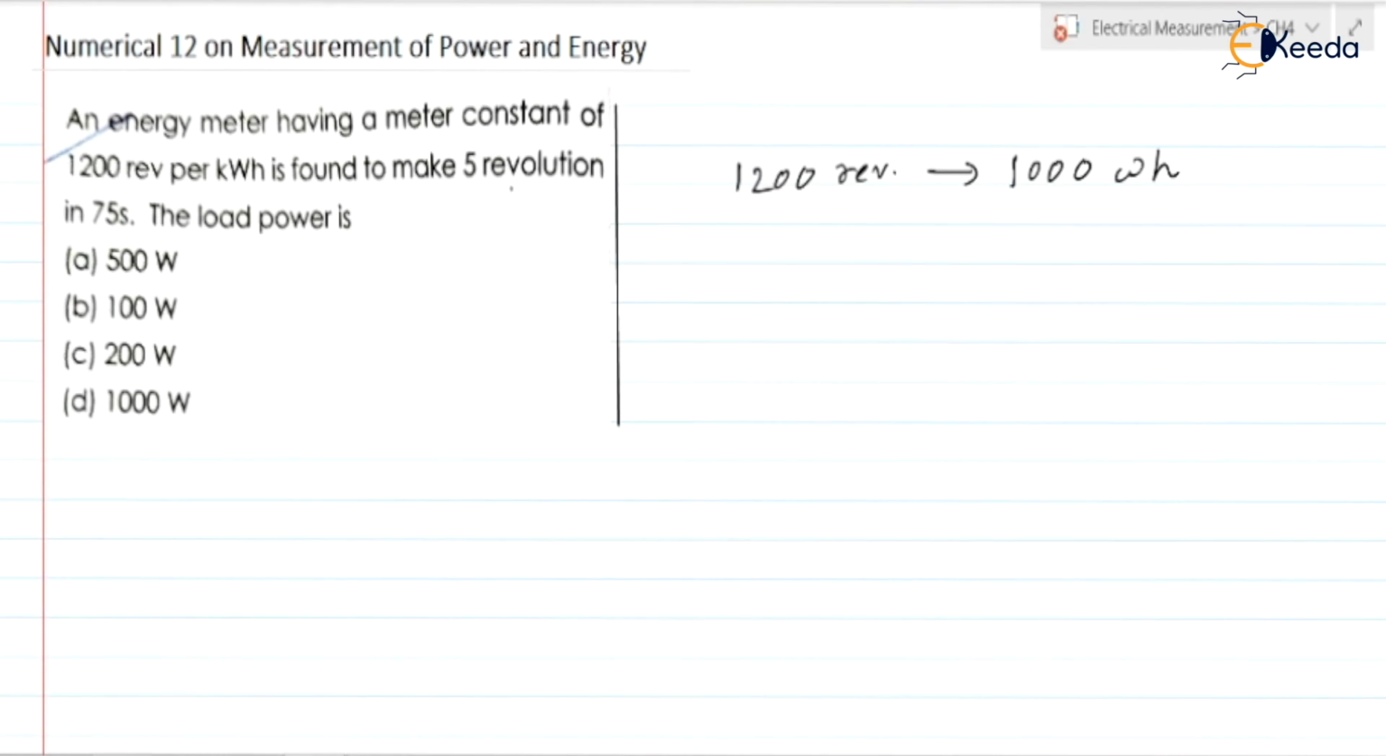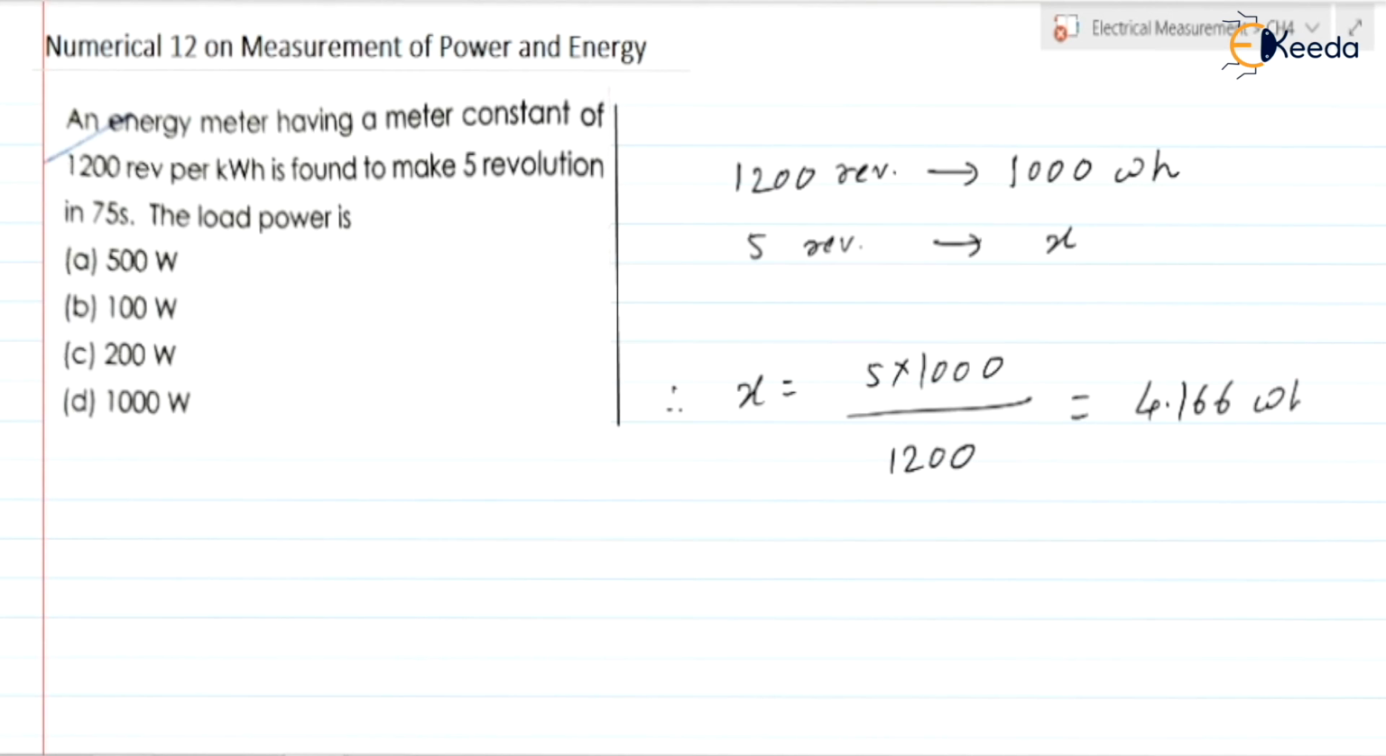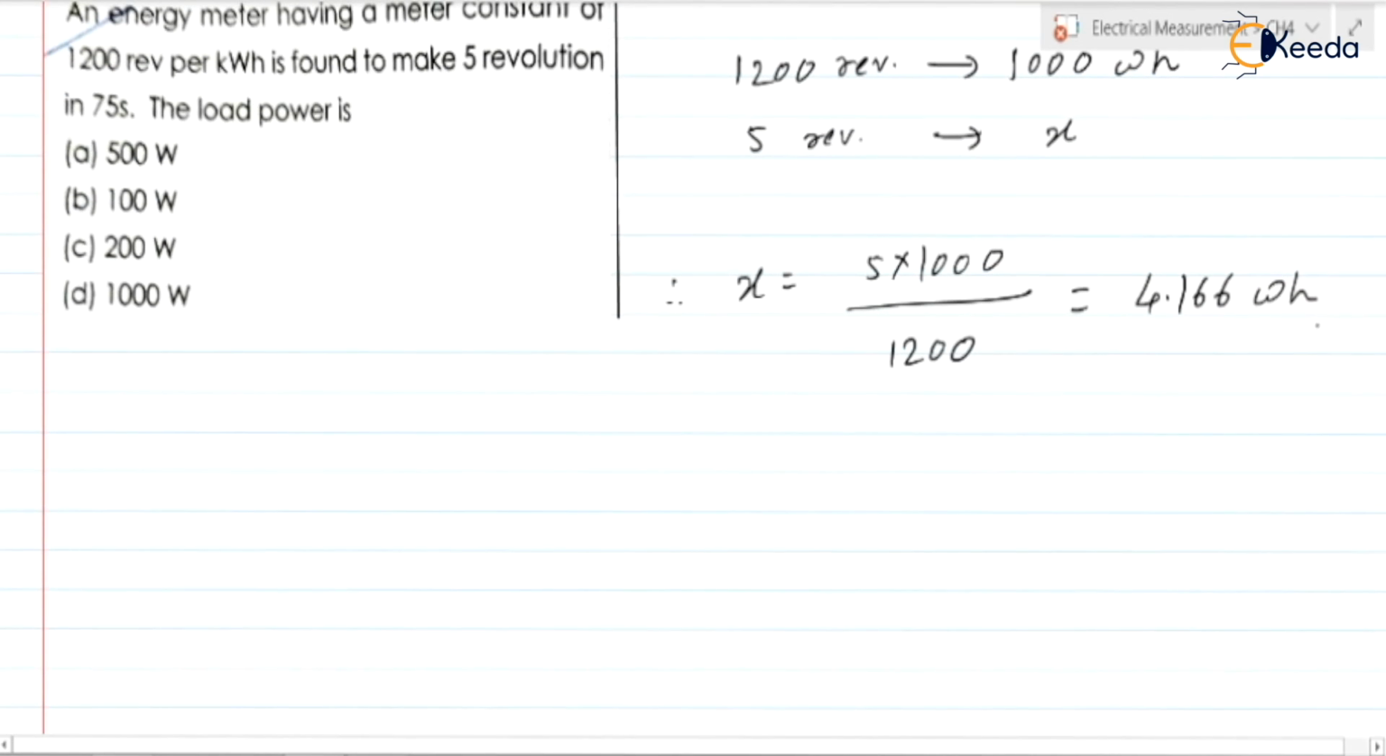But our meter is making 5 revolutions. For 5 revolutions, can we find the energy? Let us consider it as x. From this we can find x is equal to 5 into 1000 divided by 1200, that is 5000 divided by 1200, so it is 4.166. This is in watt hour. But our task is to find the load power, so we need to remove the hours here.